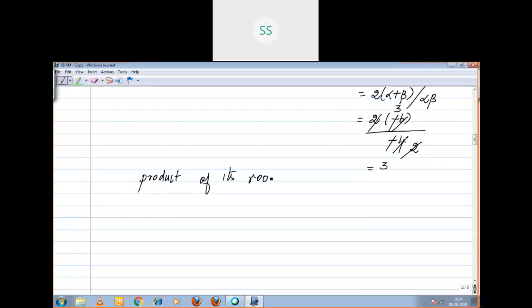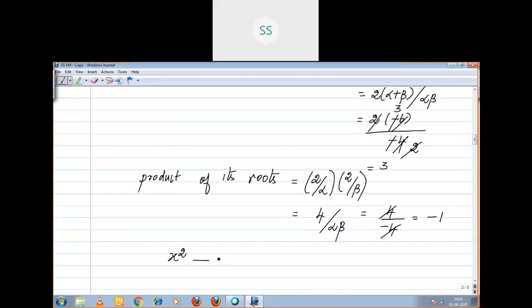What is it? Product of its roots. 2 by beta, that is 2 by alpha into 2 by beta, right? One is alpha, another one is beta. You have to multiply. Now what can you get? 4 by alpha beta. The alpha beta value, you know, that is minus 4, which is equal to minus 1, right? Now, the x square quadratic equation you are going to frame.